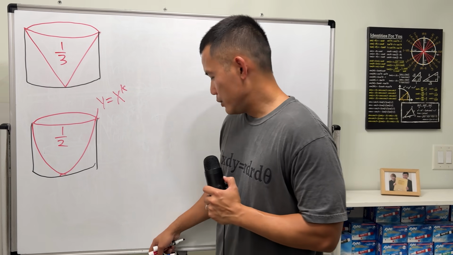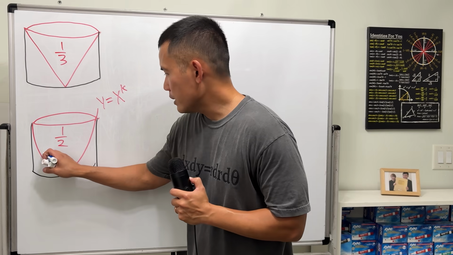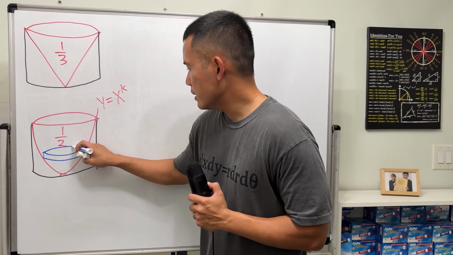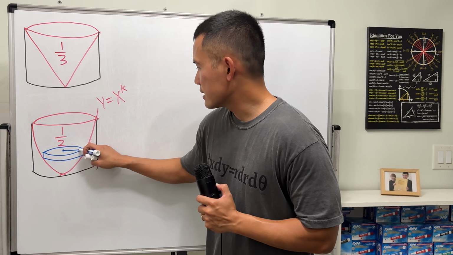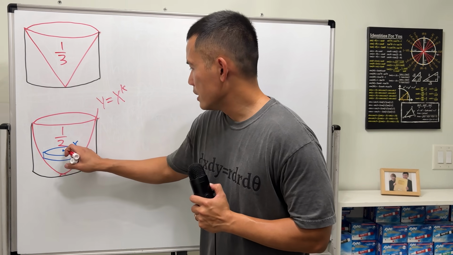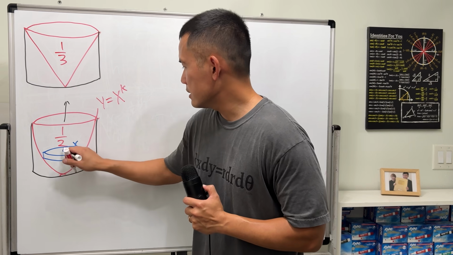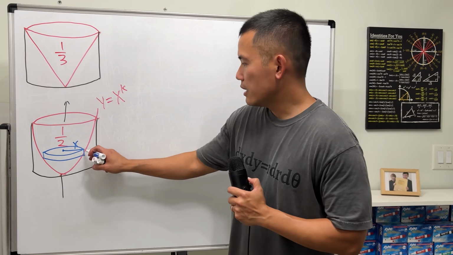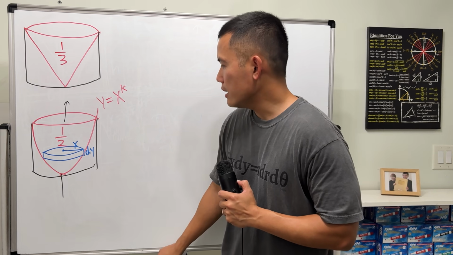Well, firstly, we still have to use the disk method. So if you make a horizontal cut like so, let's analyze this real quick. The radius will be the x, because remember, in the middle here we have the y-axis. Right, the horizontal distance is the x. And then the thickness is the y.